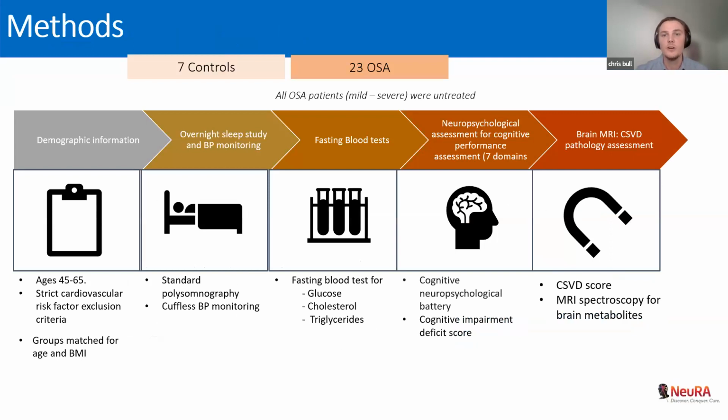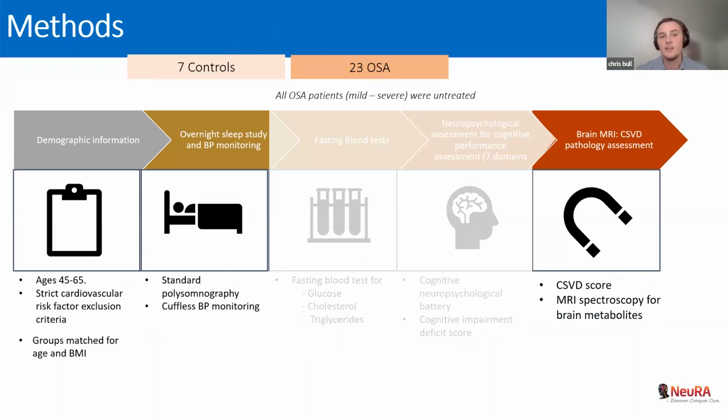Our study protocol was quite advanced. We recruited patients that were untreated for obstructive sleep apnea in midlife, with the assumption that these people would have had obstructive sleep apnea for a number of years before our study began. They underwent an overnight sleep study with blood pressure monitoring, plus neuropsychological assessment, as well as an MRI. In this talk, I'm mostly going to be focusing on the blood pressure and sleep, as well as the MRI findings.